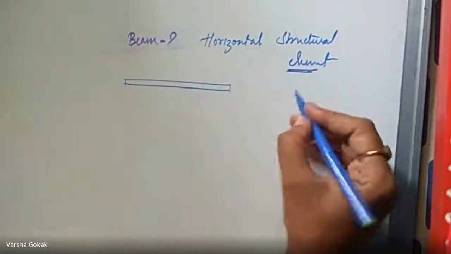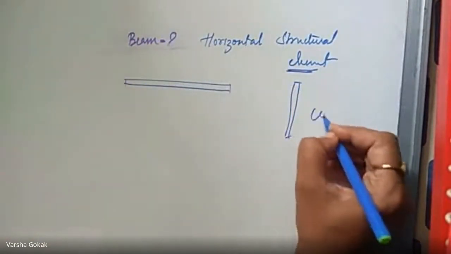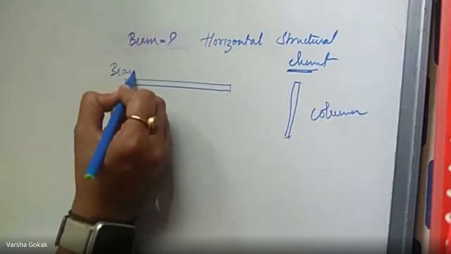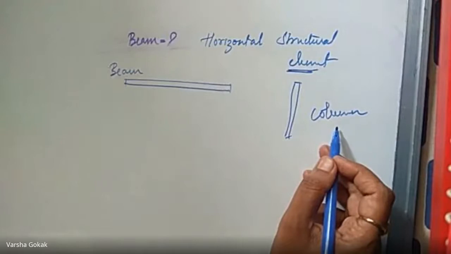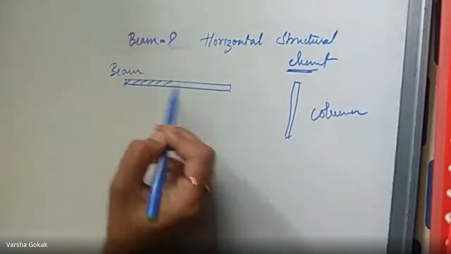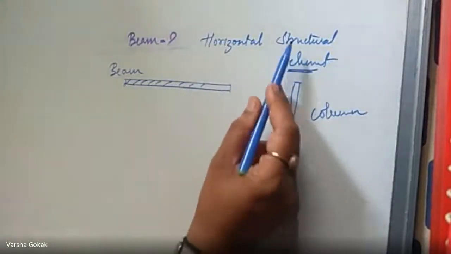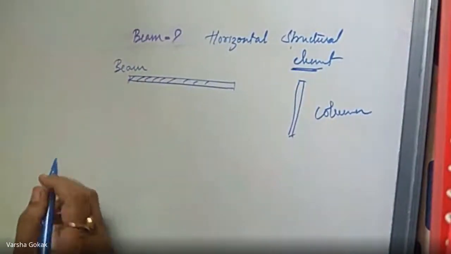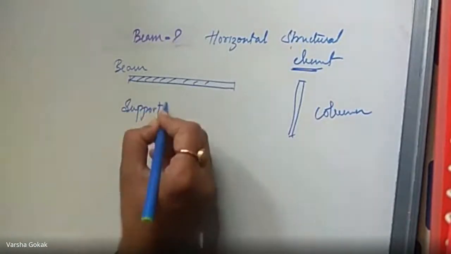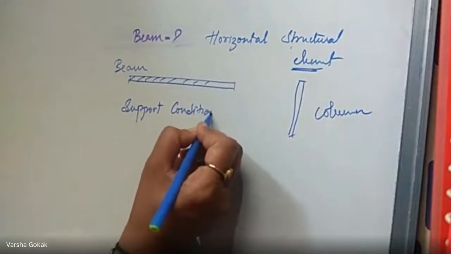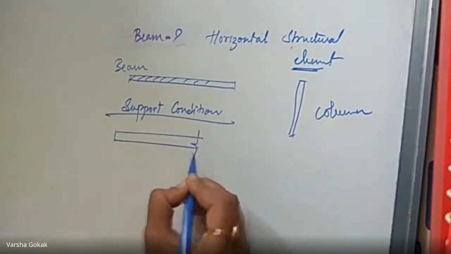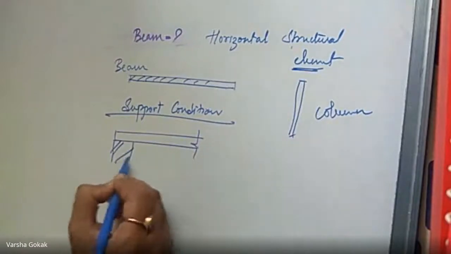If I place this horizontal element vertically, it becomes a column. Because it is horizontal, we call it a beam, and otherwise it is a vertical element, meaning a column. So a beam is a horizontal element of a structure, or a horizontal structural element. When we are talking of beams, we need to know its support conditions: how is it supported at the end?